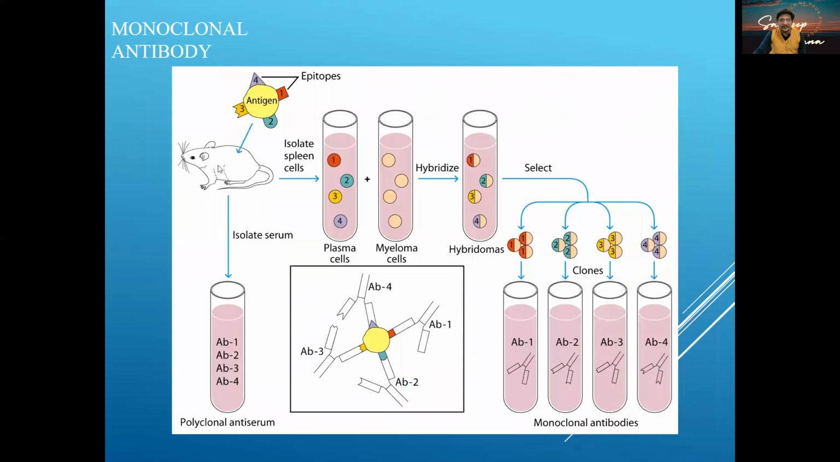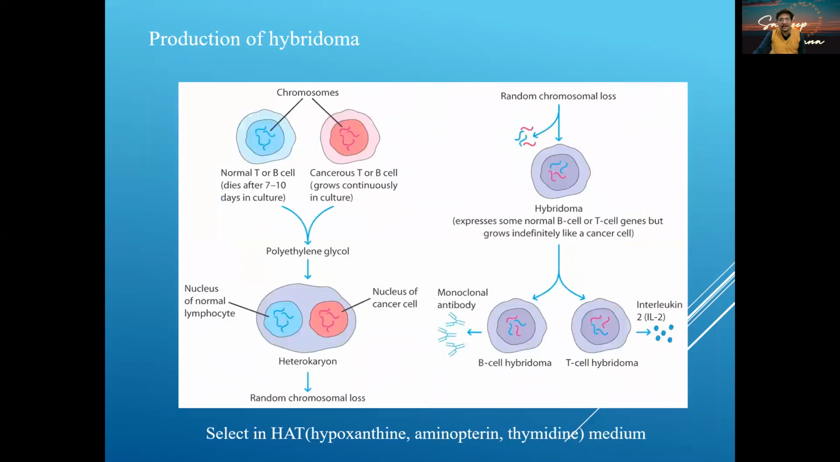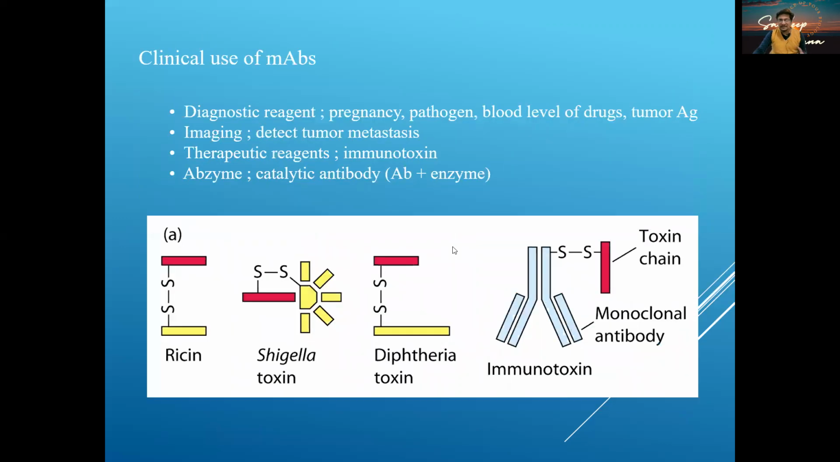Similarly, there is one experiment, hybridoma technology, which earned a Nobel Prize for Kohler and Milstein, and it plays a huge role in the health sector through monoclonal antibodies. This is how hybridomas are selected, using a specific medium we call HAT: hypoxanthine, aminopterin, and thymidine. This is how it is developed, and there are a lot of clinical uses of monoclonal antibodies.